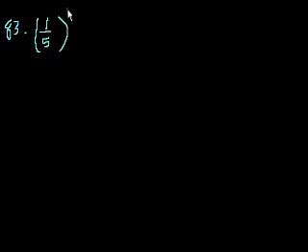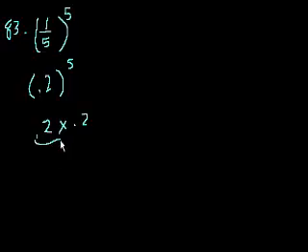Problem 83. What is the decimal equivalent of 1/5 to the 5th power? Let's think about this. Let's write 1/5 as a decimal. That's 0.2, so it's 0.2 to the 5th power. Let's just multiply it out. 0.2 times 0.2 is equal to what? 2 times 2, and then we have 2 digits behind the decimal, so it's 0.04.